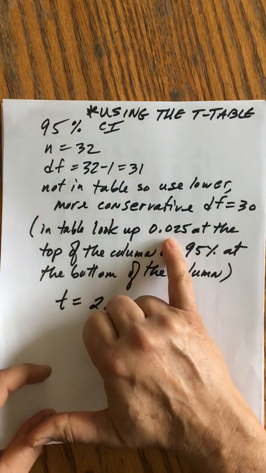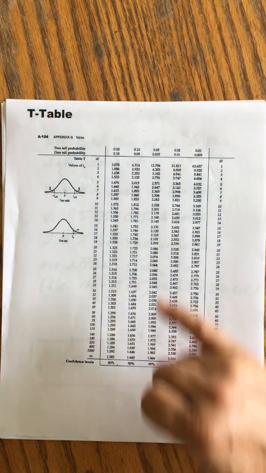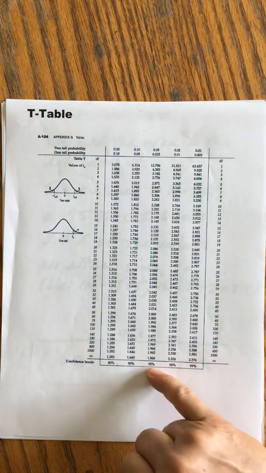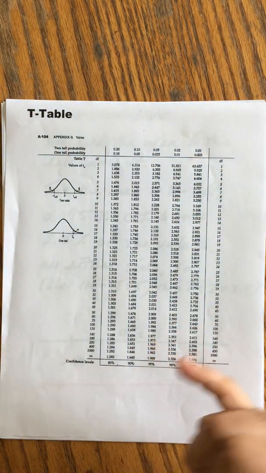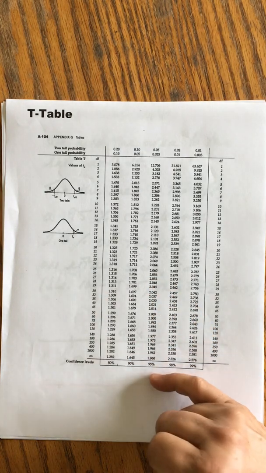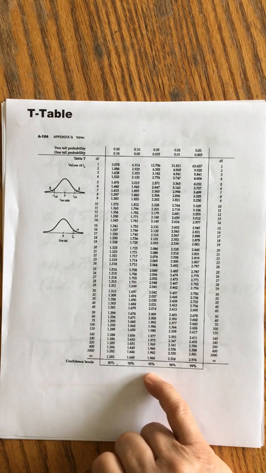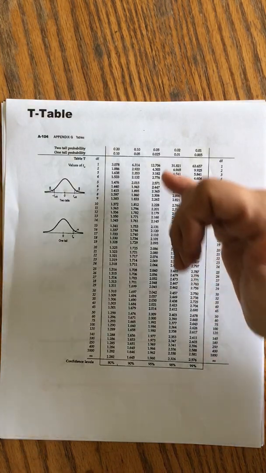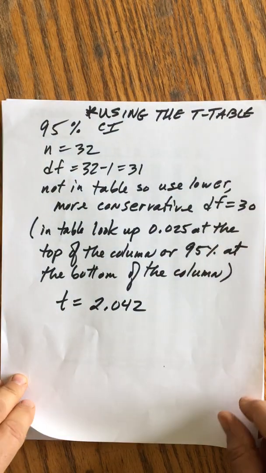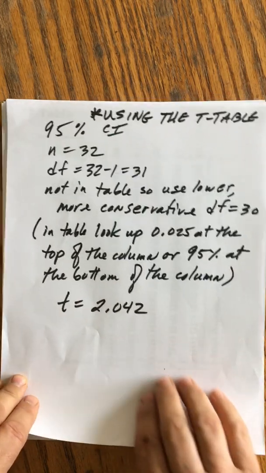You could either look it up as 0.025 at the top, or 95 at the bottom, which is what I always use. I just find it a little easier. But I want to show you this because when you go to use the calculator, you're going to have to take the leftover area, the 5%, and divide it by 2. So that's what they're doing here. So that's how you do this using the t-table, and you get 2.042.